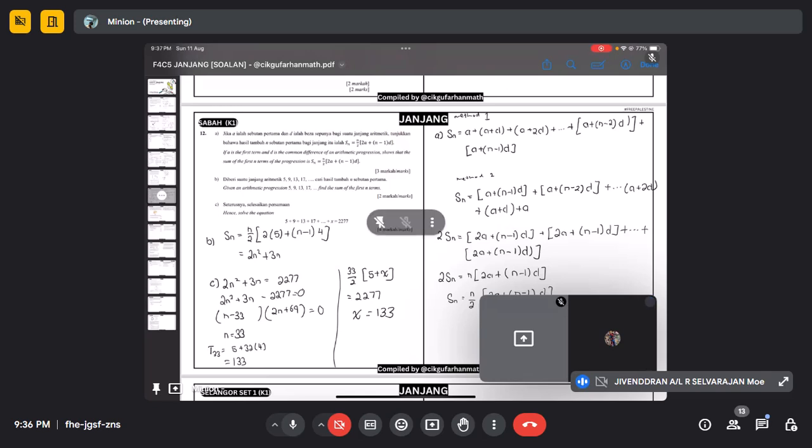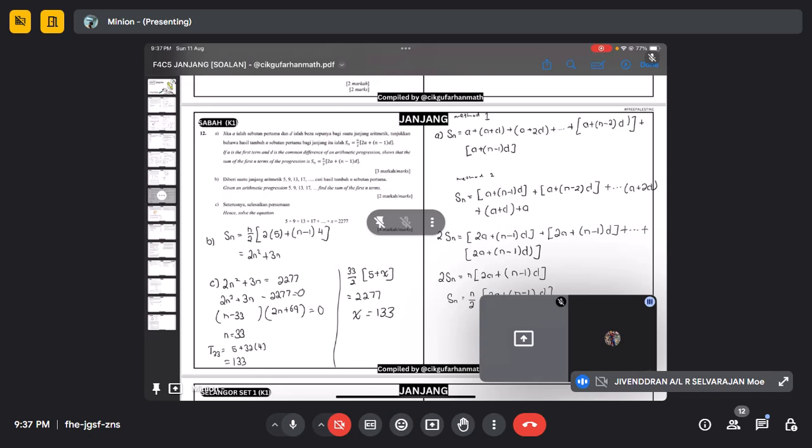Okay, so for C, if a question says hence, then usually you have to use the answer from the previous question. Remember that if you guys use a different way or a different answer, then you won't get marks for the question even though your answer is correct. So for C, since we know the Sn is 2n square plus 3n and the total sum here is 2277, you can equate it. 2n square plus 3n equals 2277.